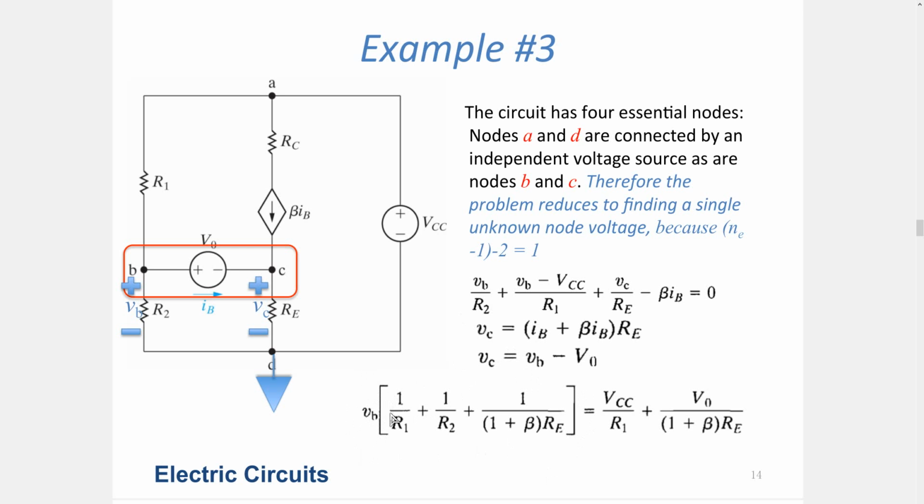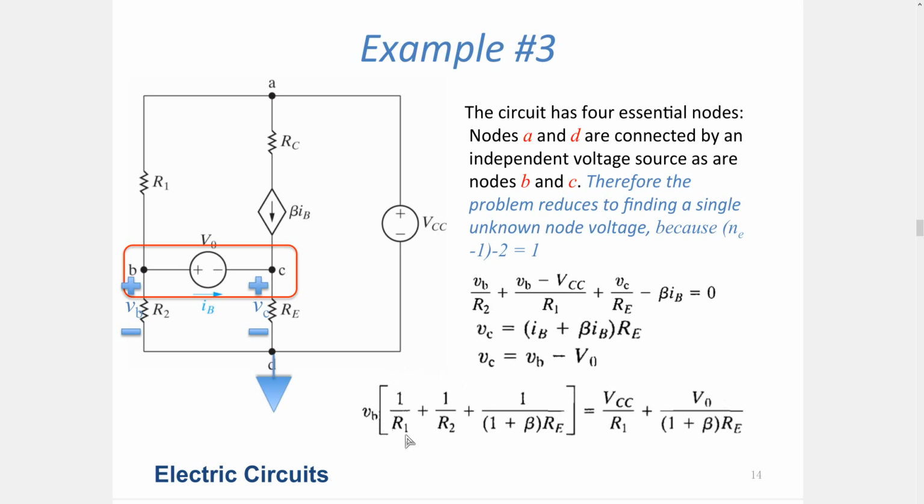It's VB times (1 over R1 plus 1 over R2 plus 1 over (1 plus beta) times RE) equals VCC over R1 plus V0 over (1 plus beta) times RE. This is the basic equation that would help us to find the VB. As you can see, I am assuming that we all know the values of R1, R2, the coefficient beta, RE, VCC is also known, and V0 is also known.